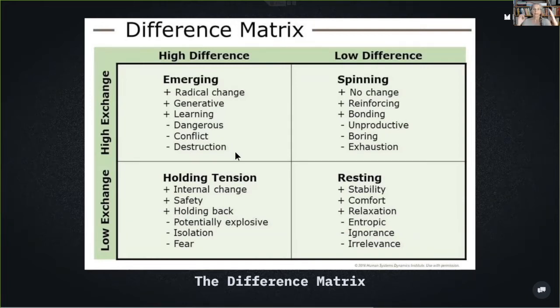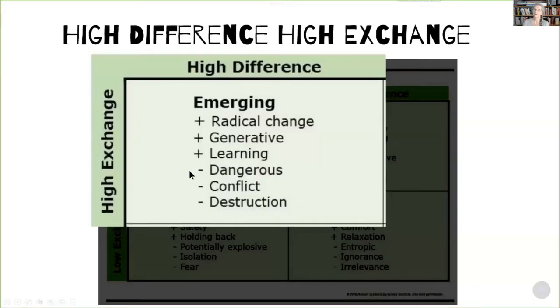So at the moment in lots of countries, but in the United States especially right now, we're in this high difference, high exchange situation. We've always had high difference, but we haven't had a lot of conversation about that difference. And now we're having that conversation. So we're in this emerging stage, which is both dangerous and scary, but could be generative, depending on how we move forward. So that was this one: high difference, high exchange.